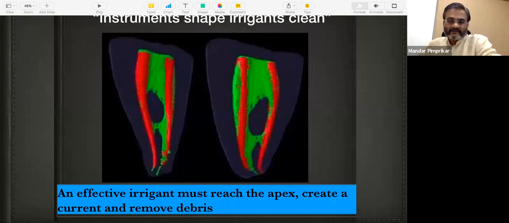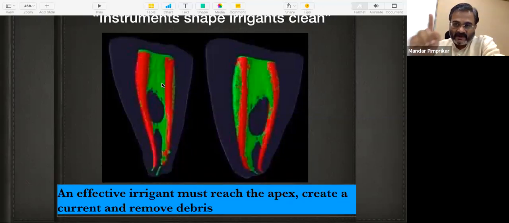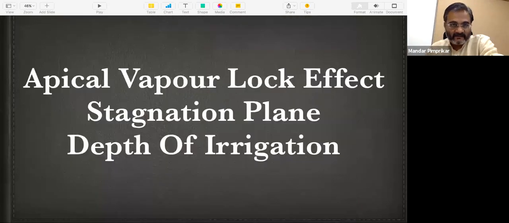So we have to work with the concept that instruments shape and irrigants clean. The red zone is where your files are going to touch. The green zone is where your files are never going to touch. So you should have an effective irrigant which will reach the apex, which will create the current and remove the debris out. So keep one thing in mind, instruments do only 30% of the job. 70% of the job is done by your irrigant.